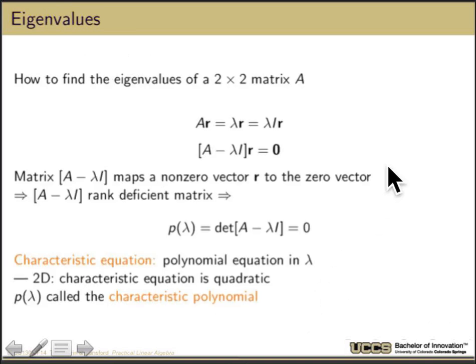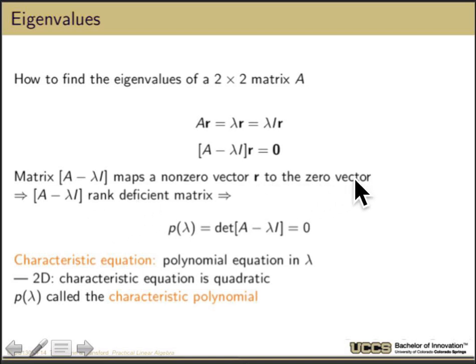So, how are we going to find the eigenvalues of a 2 by 2 matrix, actually, of a general matrix? Well, since we can just look at the algebra, we know that A times r is equal to lambda times r. That's what we started with. But we could also write that as lambda times the identity matrix times r, because multiplying by the identity matrix doesn't change anything. And now we can gather these up on the same side, and we can write that as the matrix A minus lambda I, times r, equals 0. So we have a matrix equation: the matrix A minus lambda I maps the non-zero vector r to the 0 vector.